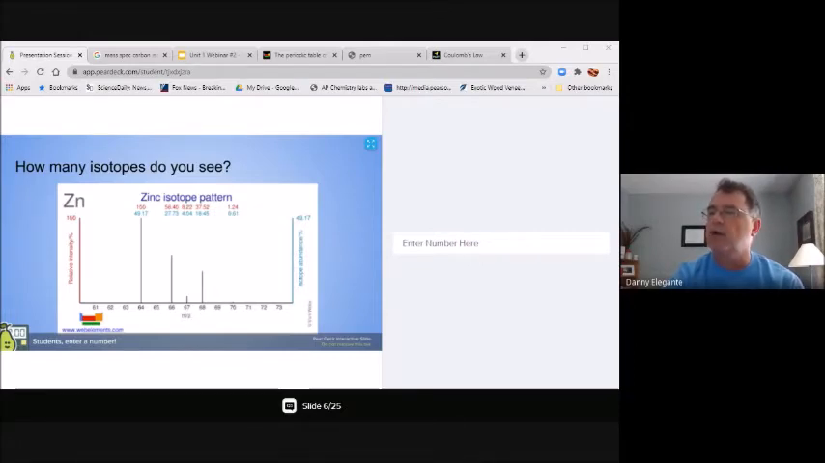And then if you look way over here at 70, notice there's a very tiny little bump right there, and that bump represents an isotope. And notice that it's 0.61. So again, we know nothing about zinc in terms of how many electrons. This is only telling us about the nucleus.